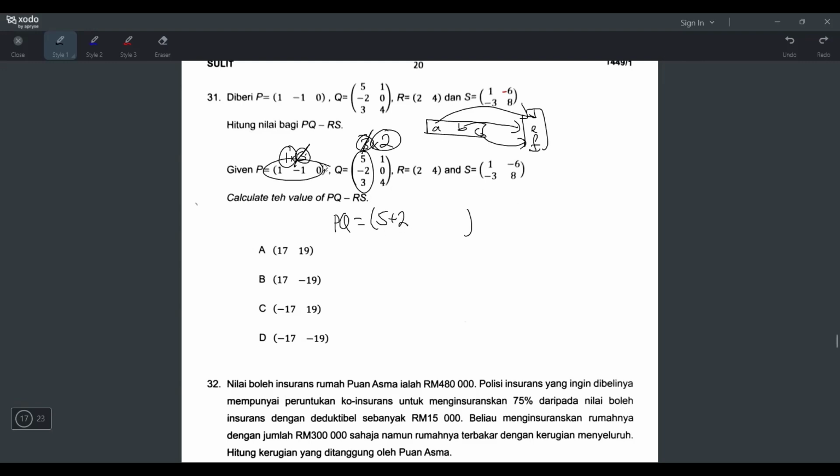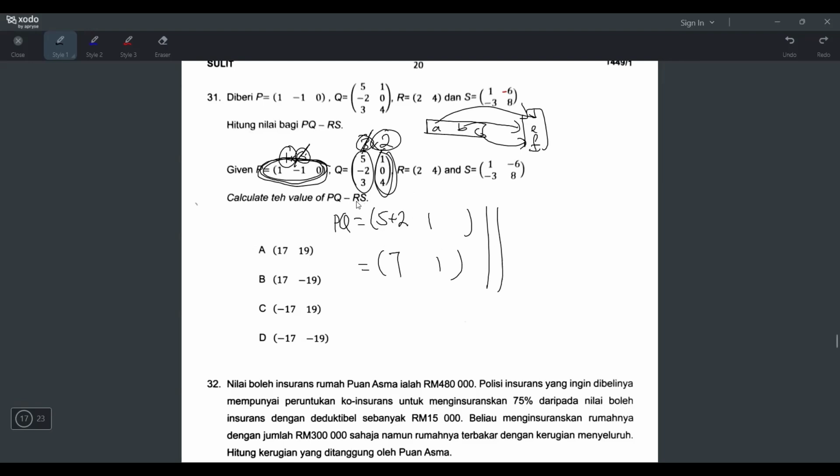Now we repeat the same process, but this time I will take the second column. I will still take this one, but multiply with this one. So 1 can only multiply with 1, which gives you 1. Negative 1 times zero is zero, no need to write zero. And then 0 times 4, no need to write 0. So you end up with 7, 1 like this. Right? But this is P times Q.